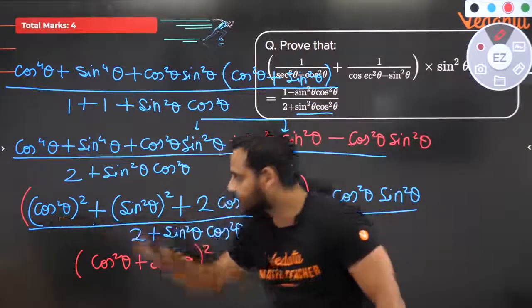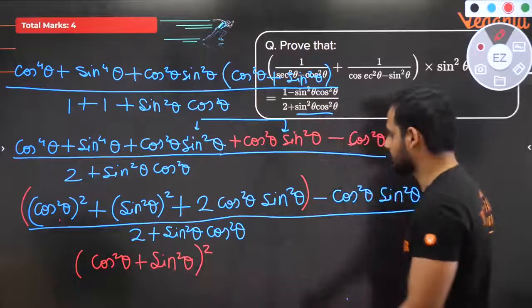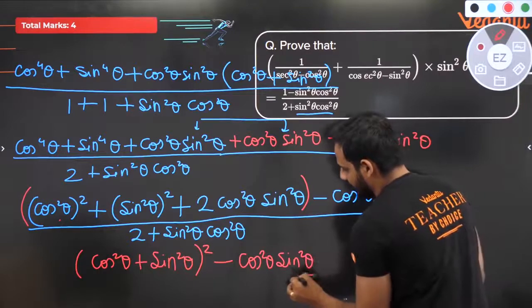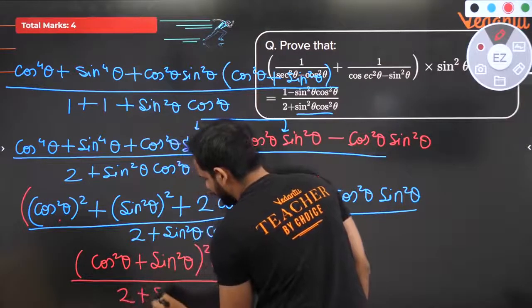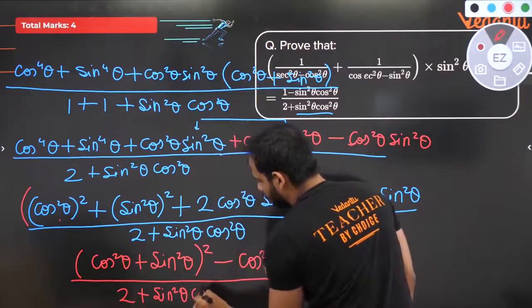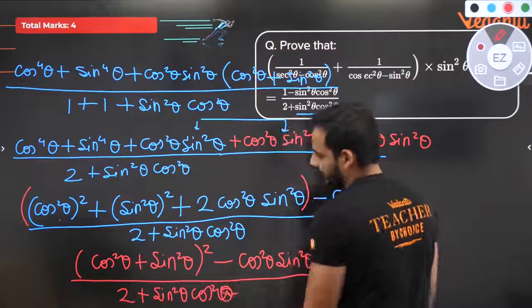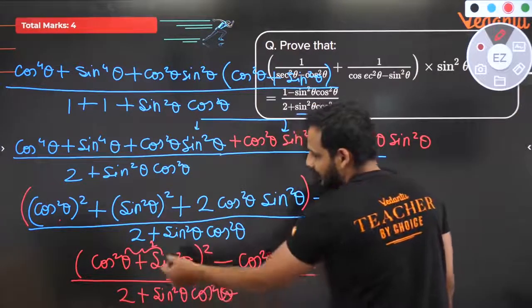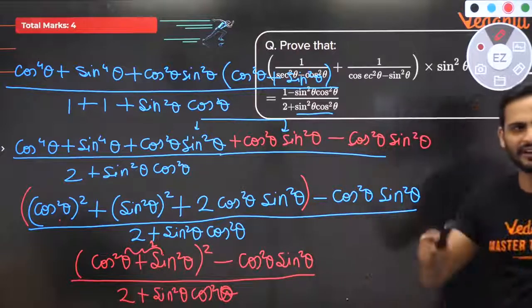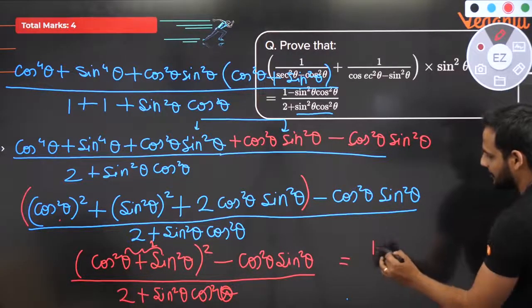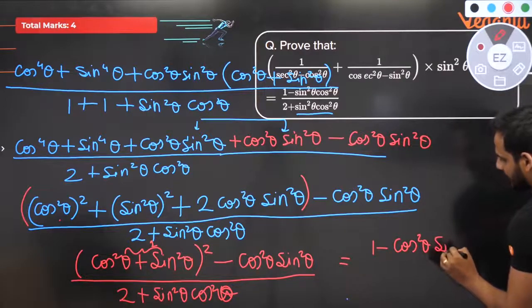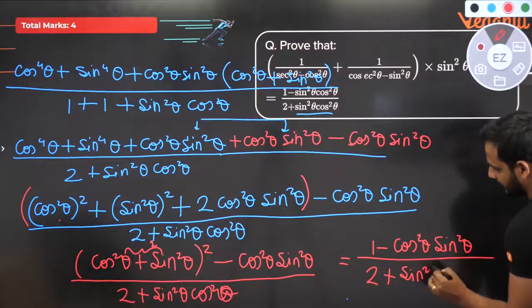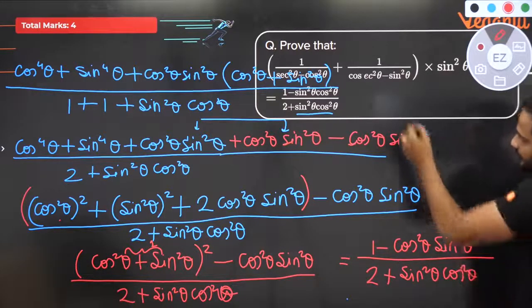What is my a? A is cos square theta. So cos square theta plus sin square theta whole square minus cos square theta into sin square theta, divided by 2 plus sin square theta into cos square theta. Okay child, now you know that this part, cos square theta plus sin square theta, is nothing but equal to 1. If this whole is 1, 1 square is what? 1 only. So it will become 1 minus cos square theta into sin square theta divided by 2 plus sin square theta into cos square theta. And this is what we wanted.